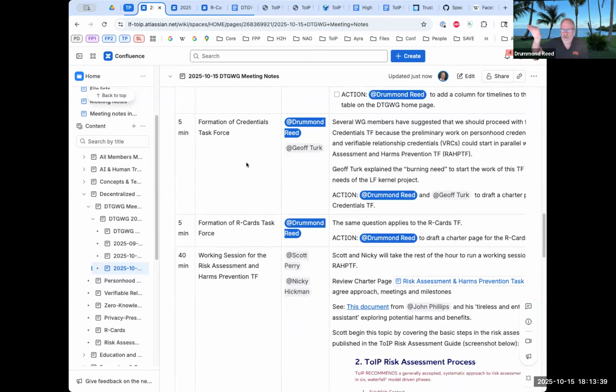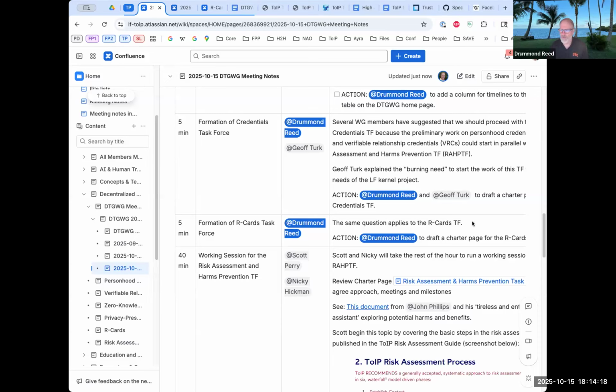Basically to start spinning those up in conjunction with the work that we want to start on risk assessment, harms prevention, in large part because Jeff Turk, who's volunteering on the First Person Project, is in France. He's working with us on the Linux Foundation kernel implementation, and like, hey, we need to start deciding at least an early version of what the PHCs and VRCs are going to look like. And so that's what that task force is about.